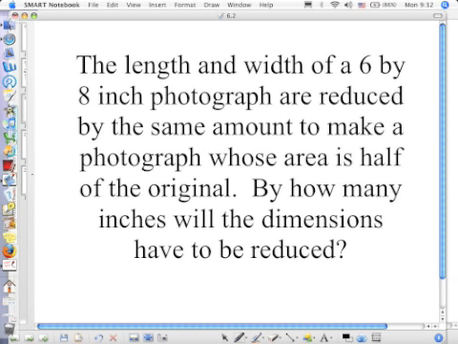All right, the length and width of a 6 by 8 inch photograph are reduced by the same amount to make the area half of the original. How many inches will the dimensions have to be reduced? Okay, pictures are really helpful here. All right, we have a 6 by 8 inch photograph. So we're going to draw a little picture.